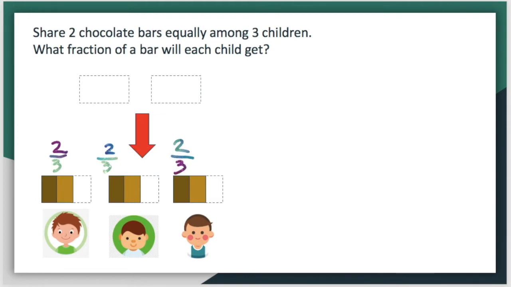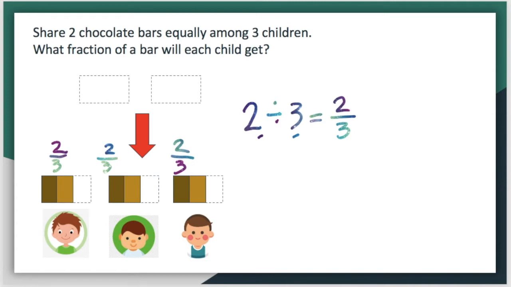Now, this problem can also be solved without using diagrams. 2 wholes divided equally into 3 parts can be expressed as 2 divided by 3. And as a fraction, it can be written as 2 over 3 or simply 2/3. Take note that when we divide a smaller number by a bigger number, we end up getting a proper fraction, which means that the numerator is smaller than the denominator.